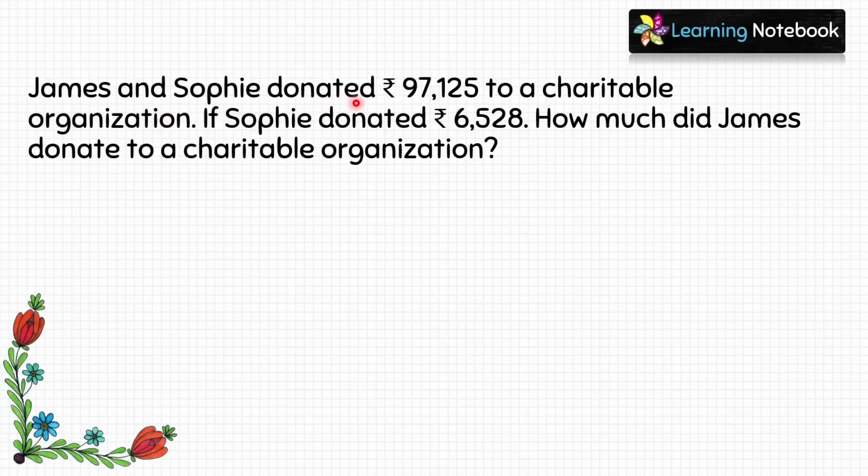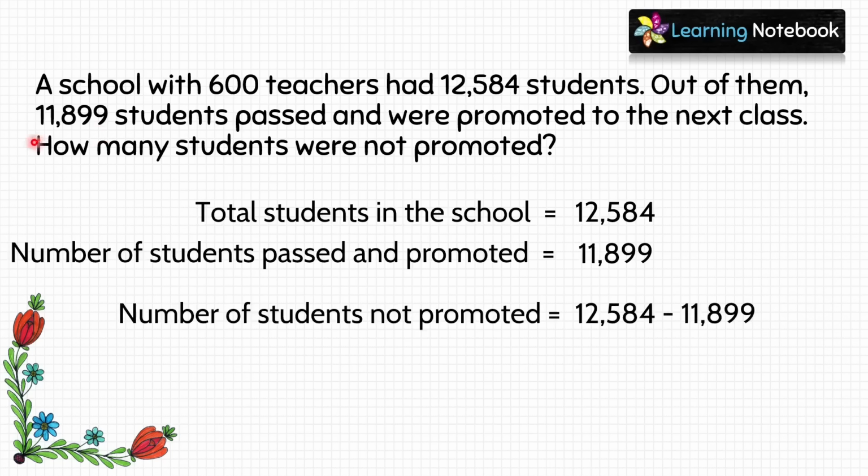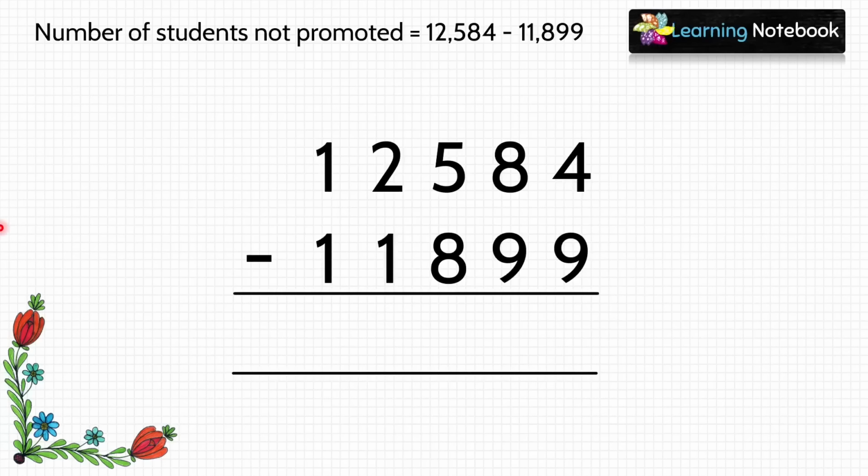So let's start and first write the statements. Total students in the school equals to 12584. Number of students passed and promoted equals to 11899. So, to find number of students not promoted, let's subtract these two numbers. Let's write them in column and start subtracting them from 1's place.